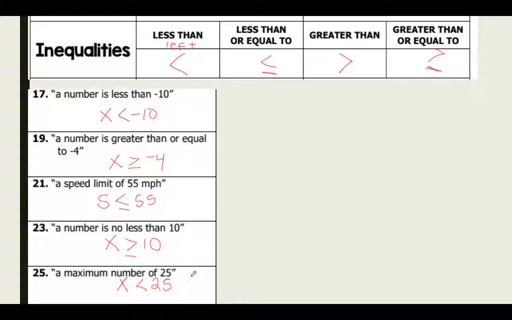So x is less than 25 on this one. I'm going to say not equal to, because it can't be 25, a maximum number of 25. So since it says that we can't actually equal the number 25, we're going to just not have an equal to symbol. So I guess you could probably make the argument on 23 for that too.